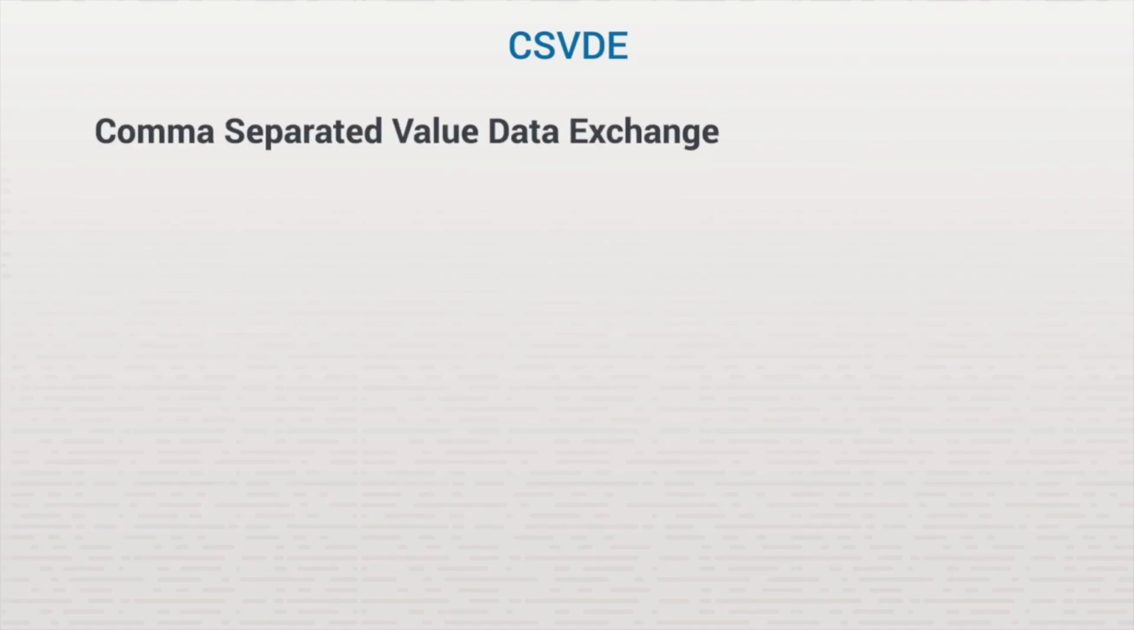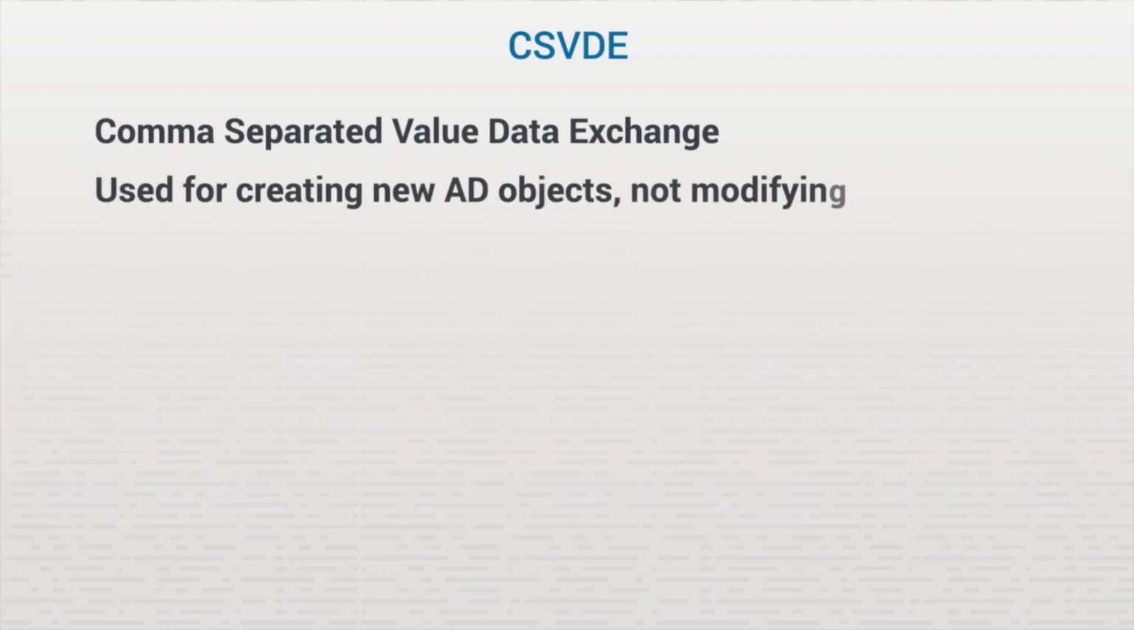For bulk additions, we have CSVDE. CSV stands for comma-separated values. These are files like an Excel file, except everywhere there would be a column break, there is a comma instead. And in this case, CSVDE is comma-separated value data exchange. CSVDE uses a comma-delimited file to create new Active Directory objects, or export information about Active Directory objects. It's most often used for creating new Active Directory objects. However, it can't be used to modify existing accounts, just to create new ones.